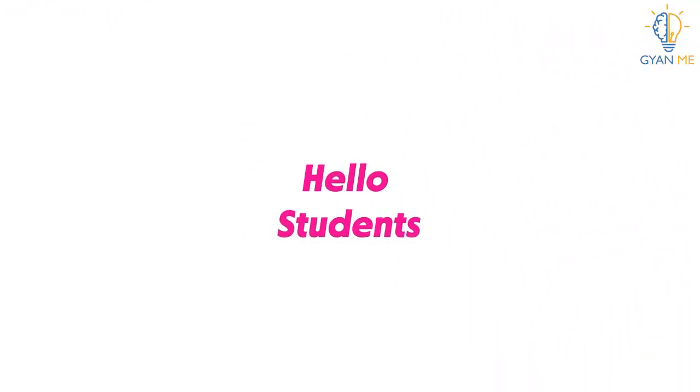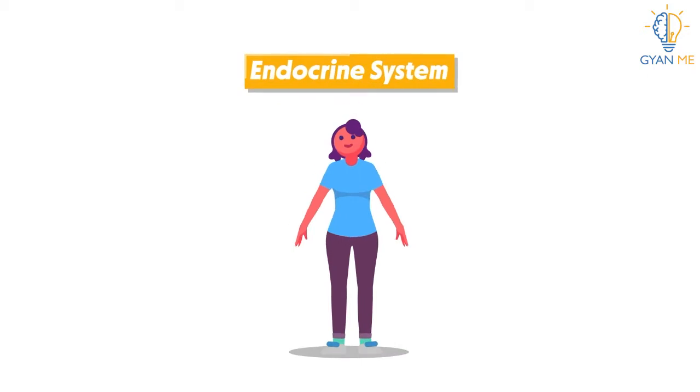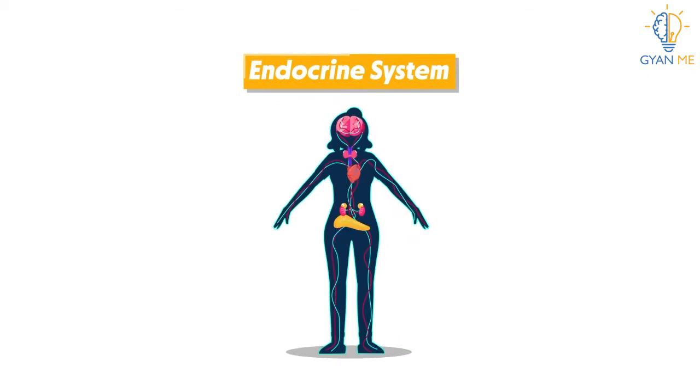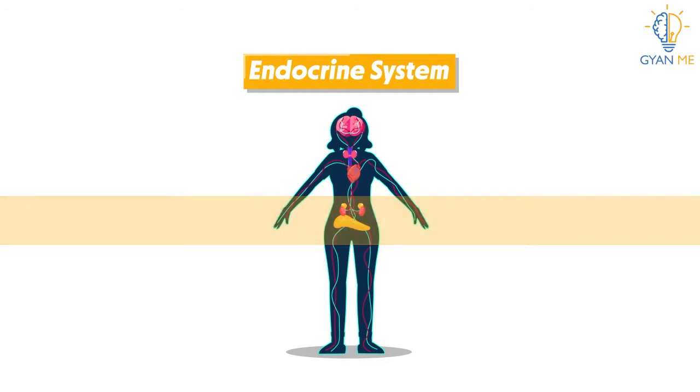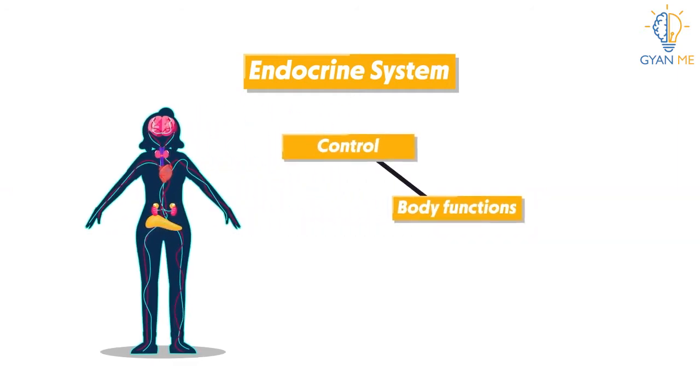Hello students. We have learned from previous videos that the endocrine system is a network of glands and organs present in different regions of the body. These glands and organs control body functions through the hormones that they release. We learned about the locations of glands in the body.